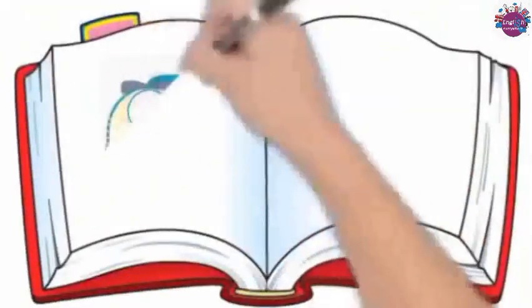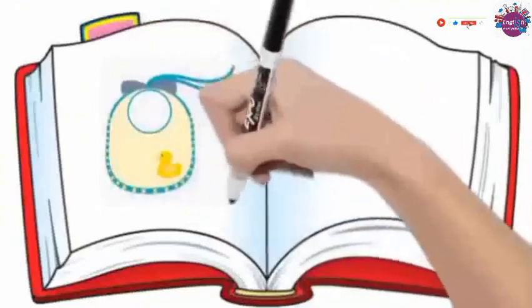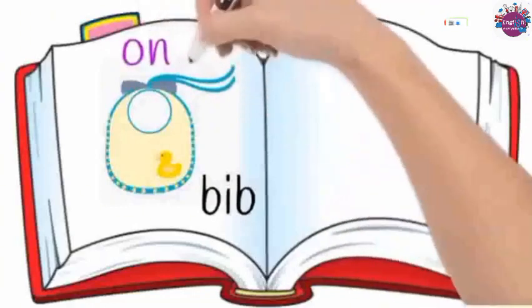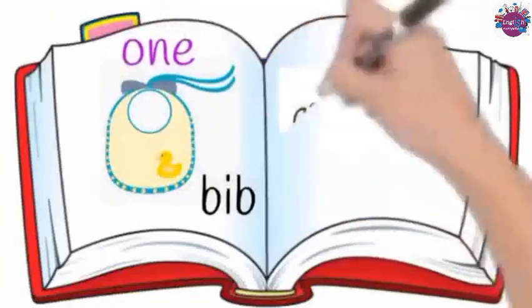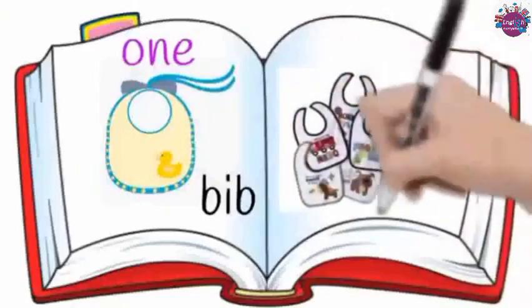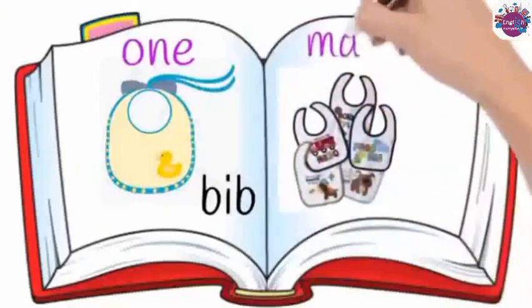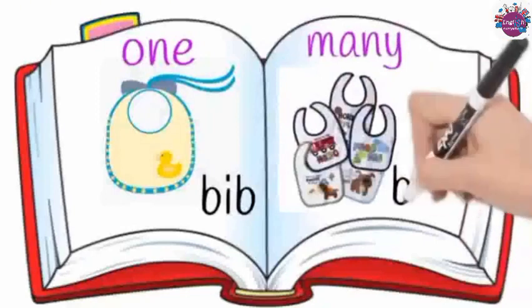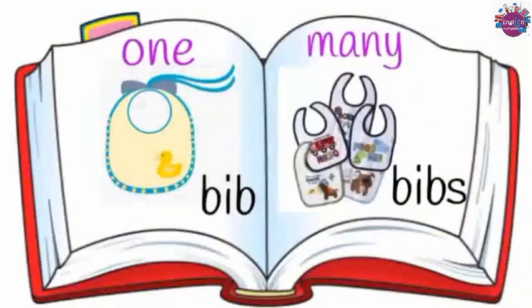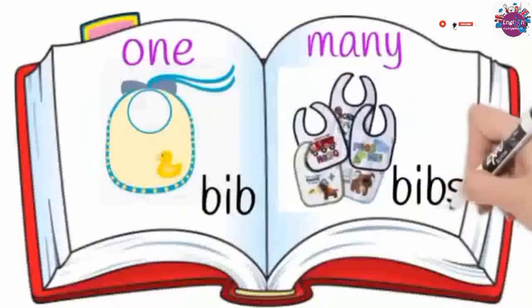This is a picture of a bib. And how many bibs do you see? You see only one bib. See the other picture. There are more than one bib. So there are many bibs. Now say the word bibs. Now can you hear the sound S we add in the word bibs? So for one we say bib, and for many we say bibs.